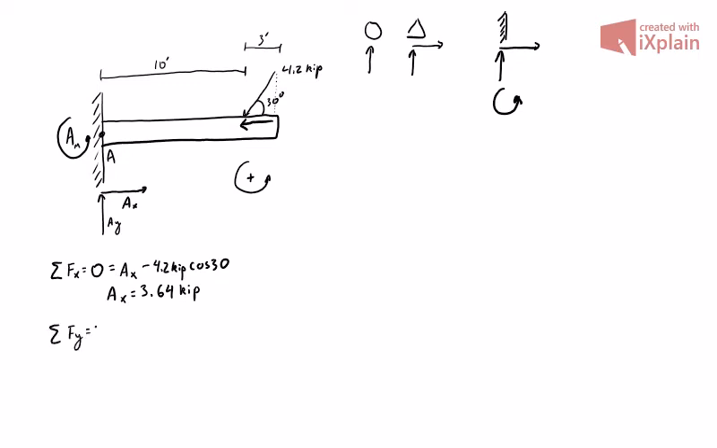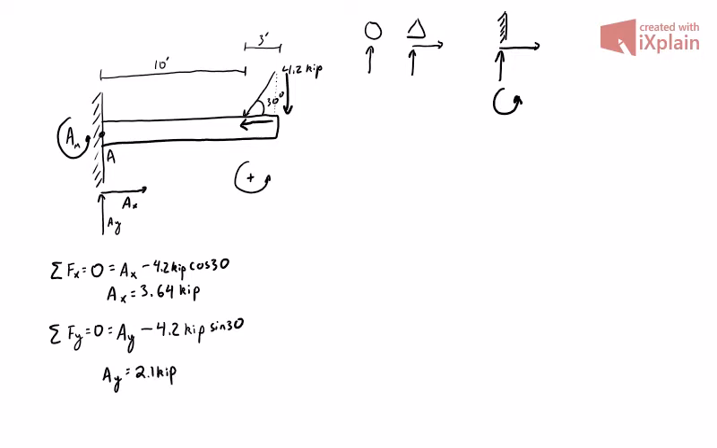All right, same thing. Sum of the forces in the y direction is equal to 0. We have our A_y, which is pointing up. We have our 4.2 kip force pointing down, and this time we want the opposite side, so we're going to do sine of 30. That gives us that A_y is equal to 2.1 kips.